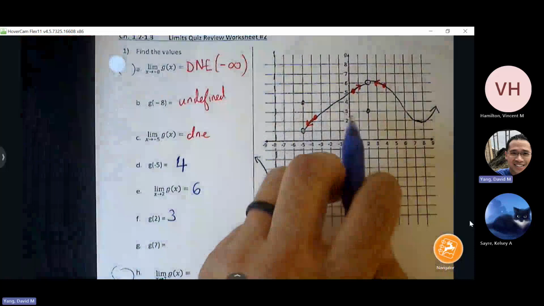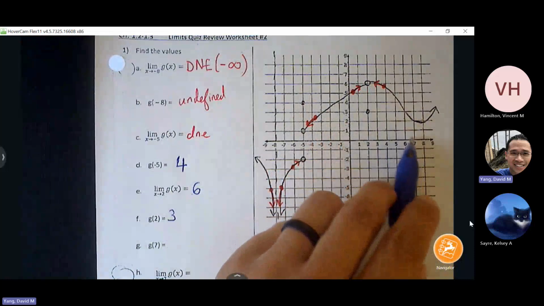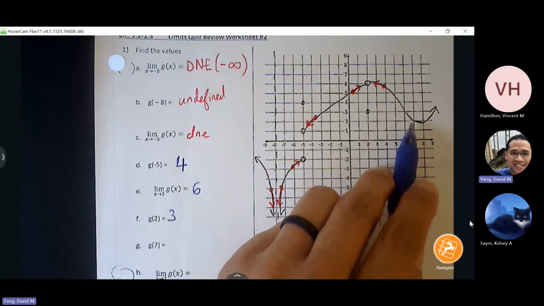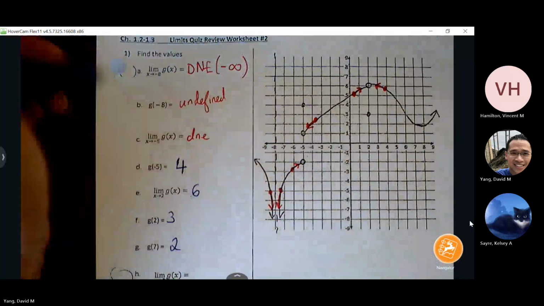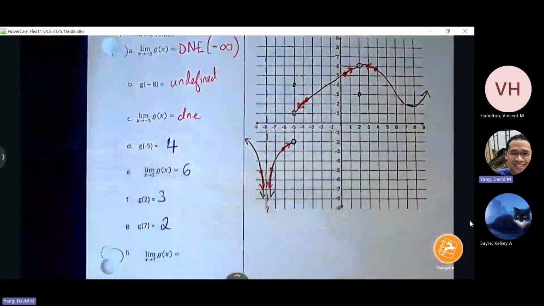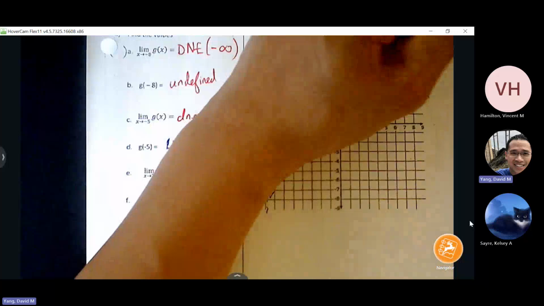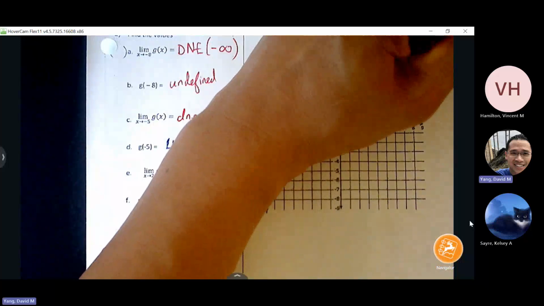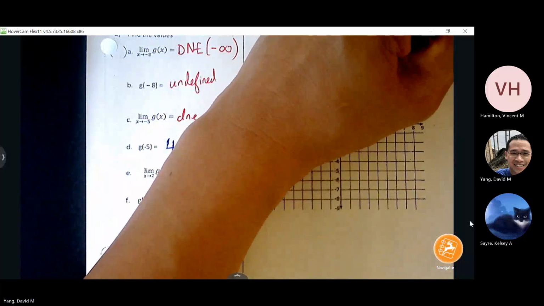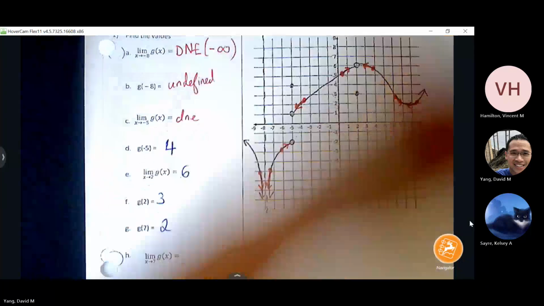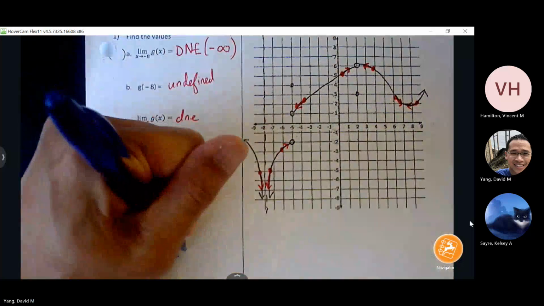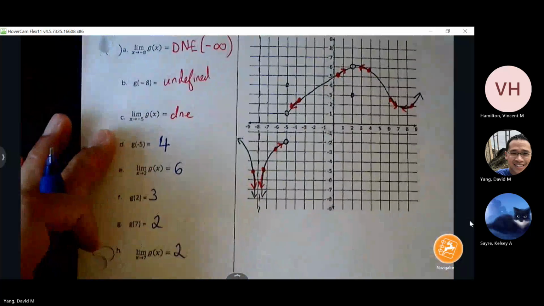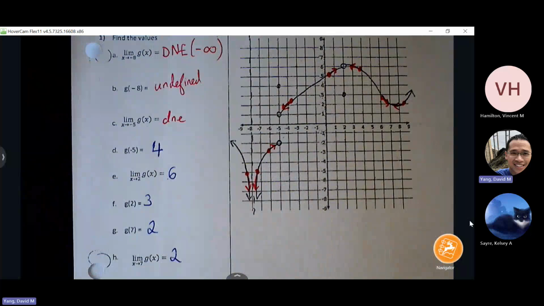G of 7, is the graph going to have a y value at 7? We do see G of 7 being 2. And then limit as x approaches 7. We again pick points on both sides of 7. See if the arrows are in agreement. They are. Both arrows are headed towards a y value of 2. Any questions, A through H?